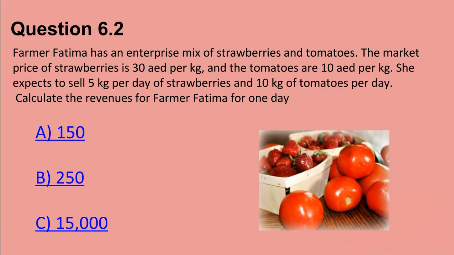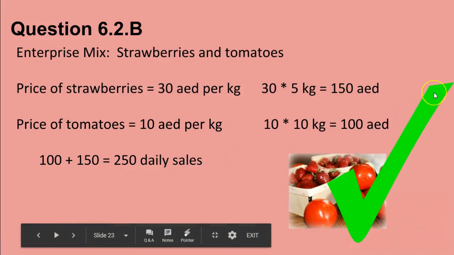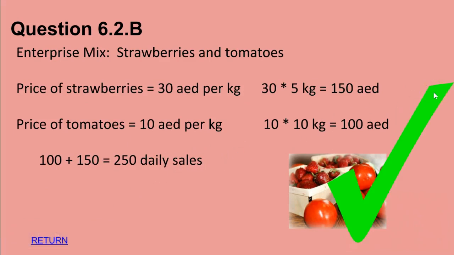these enterprises. Now I want to think about if I have 30 dirham per kilogram of strawberries and I sell 5 per day, then 30 times 5 plus 10 dirham of tomatoes with 10 kilograms sold per day, 10 times 10. If I add up both of those equations, then I should come up with 250. Okay, so take a moment and pause this video in order to understand the math behind the revenues.